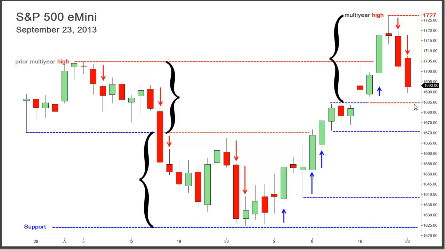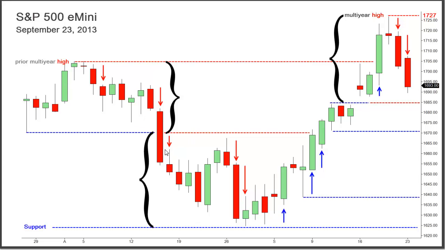The three-day high at or near 1685, along with the minor low at 1675, represents the downside support cluster. The 1670 price level was also the minor support level when the S&P traded up to the previous multi-year high. This middle bracket represents what was a supply cluster.